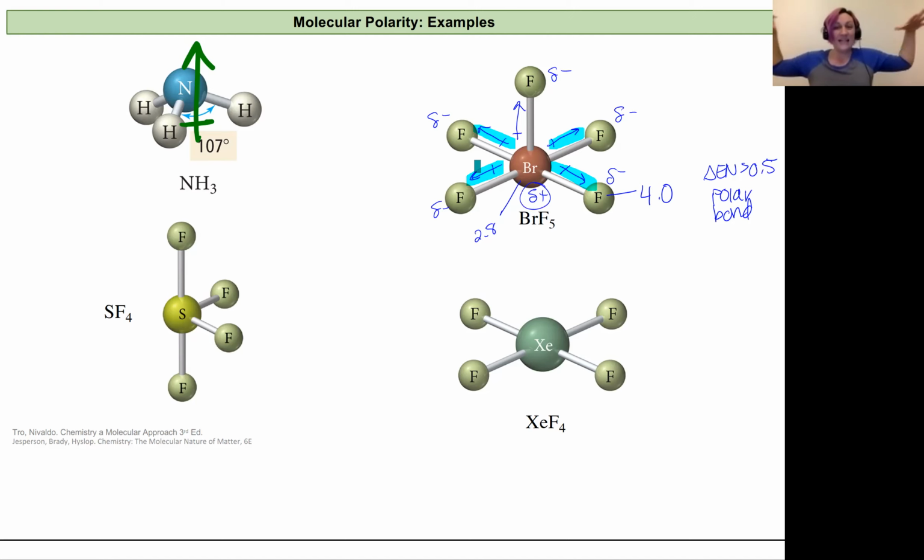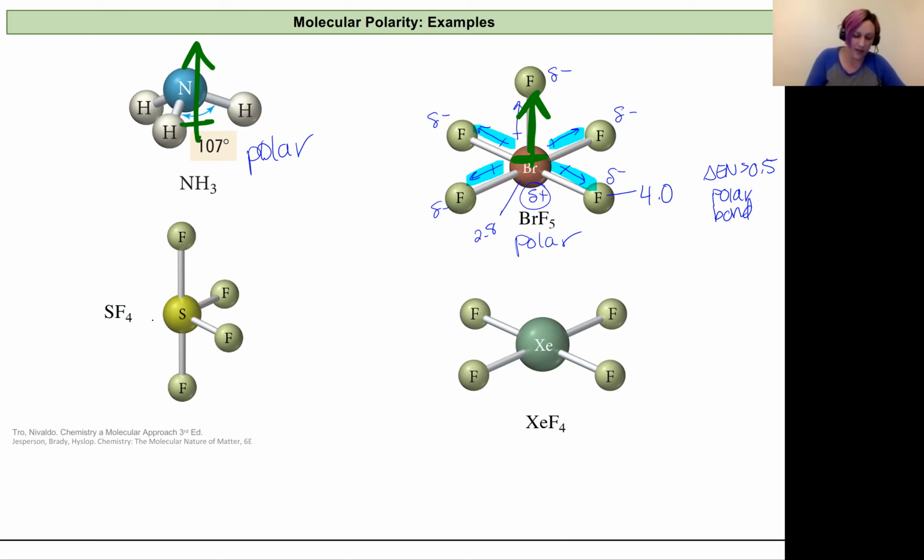And so they're going to cancel each other out, but the one at the top doesn't cancel out. And so the overall dipole moment for this molecule goes along that upward facing or pointing fluorine bond. And so this one will be polar, just like our nitrogen.